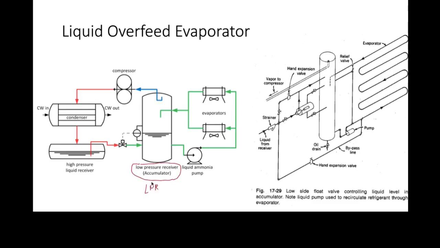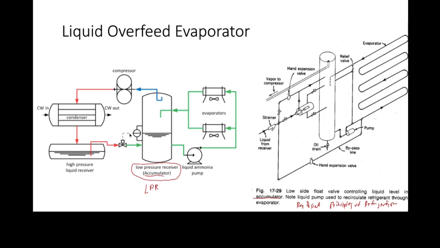Now, sometimes it's called an accumulator. For example, on the diagram on the right, they're calling it an accumulator. This, by the way, is from a guy named Roy Dossat, and the book is called Principles of Refrigeration. I would highly recommend that you get this. In particular, get the SI edition. And this will take you all the way to class. It's such a fantastic book. It's really, really good, especially if you're into refrigeration. Anyway, let's take a look at what we've got here.